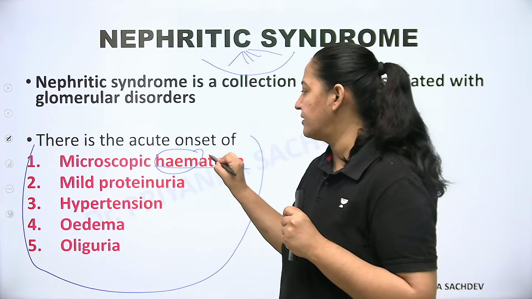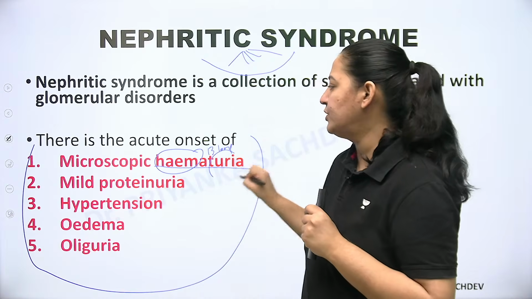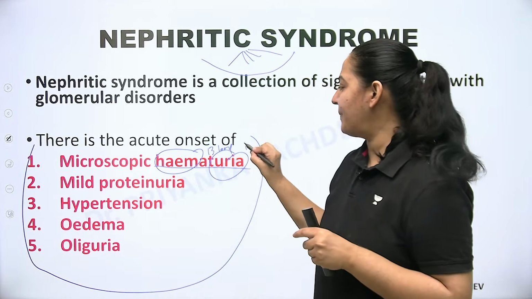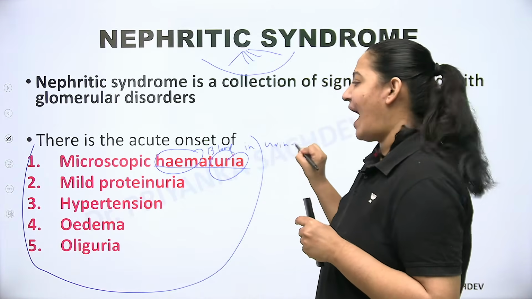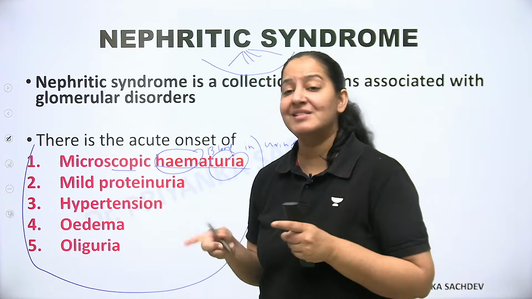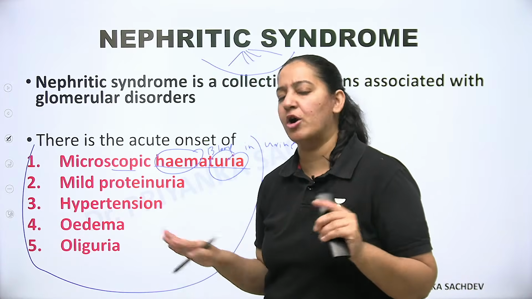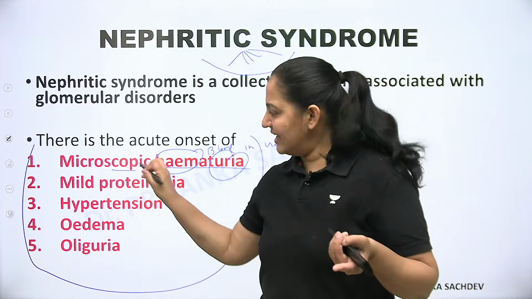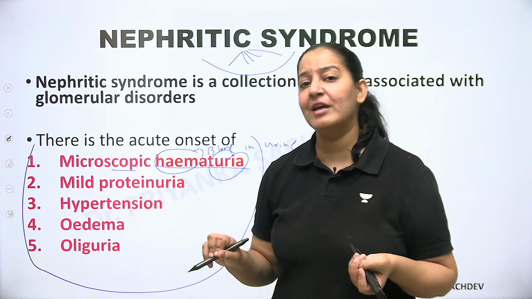Hematuria: hema means blood, uria means urine, so blood in urine. The patient complains of blood in urine, either gross or microscopic. Sometimes it is gross, so the urine is red in color, but it is rare. Mostly it is microscopic, so the patient cannot see that the urine is red.